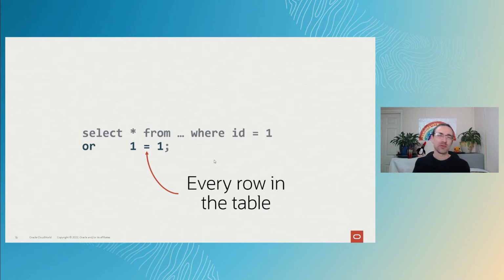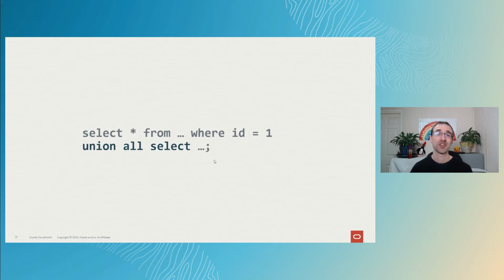But you might go, well, it's our product catalog. We want the customer to see it. It's not too big a deal, right? Well, not only can we see every row in the table, we can chain queries together with union all.